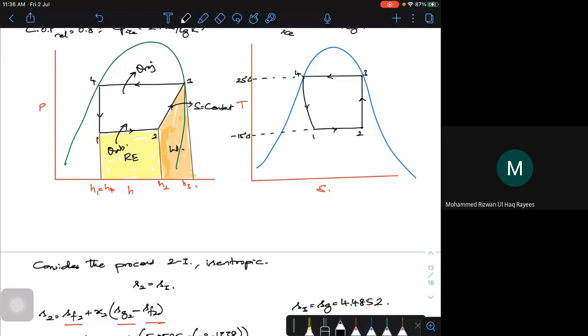What is your work done? H3 minus H2, I will get my work done. What is COP? Heat absorbed by work done. I will get my COP. That is theoretical COP. But what is your actual COP? Actual COP is 0.8 times your theoretical COP. So just multiply whatever value you get by 0.8. Is that clear? That's what we are going to do.